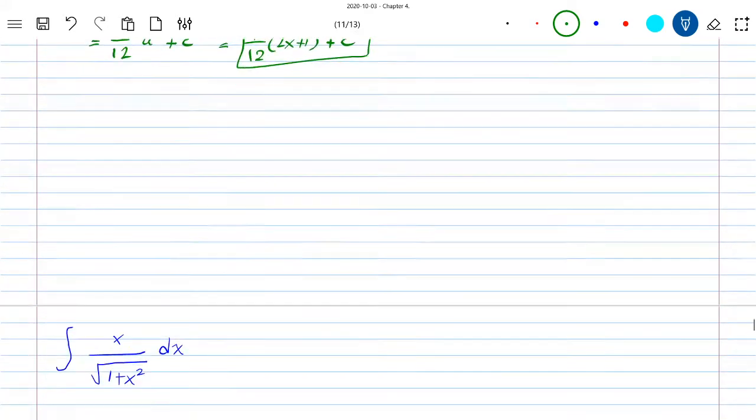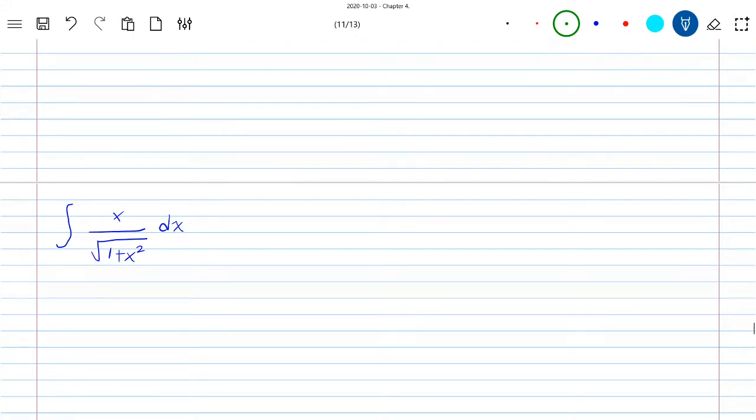Okay, let's do more examples. Here is another one. It looks very complicated, but always try to figure out, if you use the chain rule, what would be the inside function and what would be the outside function. So in this case, the inside function is whatever you see underneath the square root, 1 plus x squared. I'll pick that to be u.